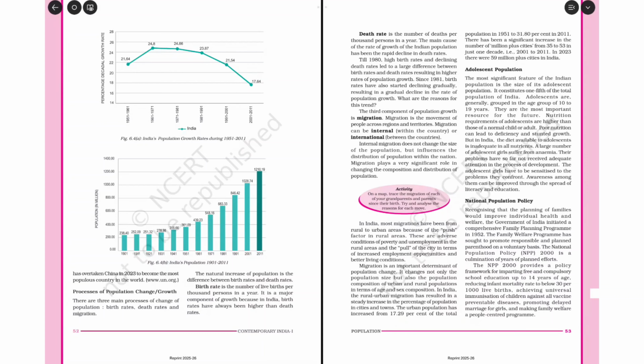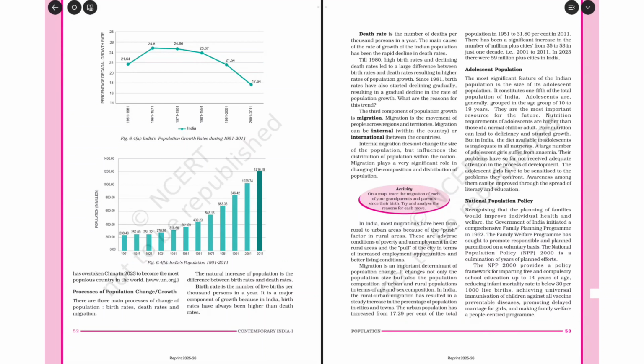All right, let me read the rest of the paragraph. Nutrition requirements of adolescents are higher than those of a normal child or adult. Poor nutrition can lead to deficiency and stunted growth. But in India, the diet available to adolescents is inadequate in all nutrients. A large number of adolescent girls suffer from anemia. Their problems have so far not received adequate attention in the process of development.